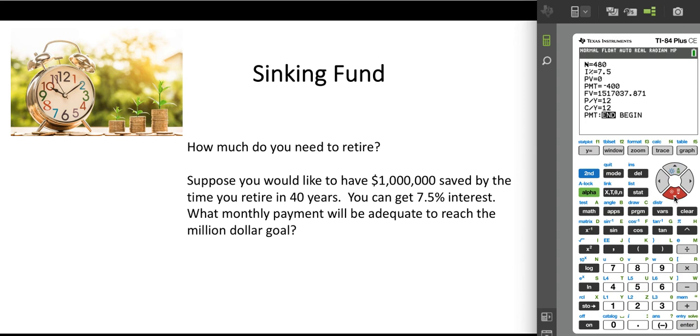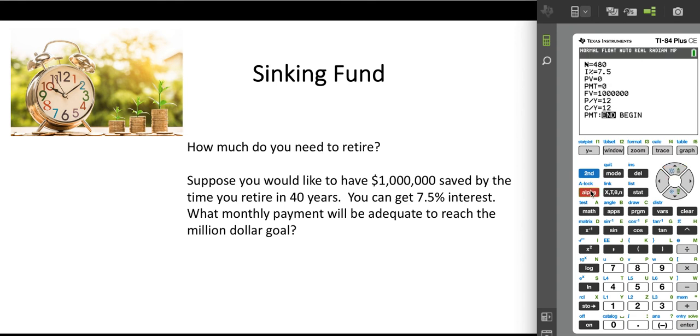Present value is 0. The payment is what we're going to be looking for. Just make that 0 for now. The future value we want to have is $1 million. I want to make sure I have 6 zeros there. And once again, this is 12 payments per year and 12 compounding periods per year. So remember, we're calculating the payment.